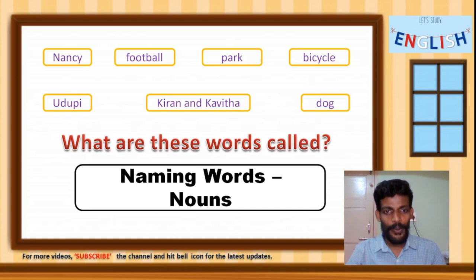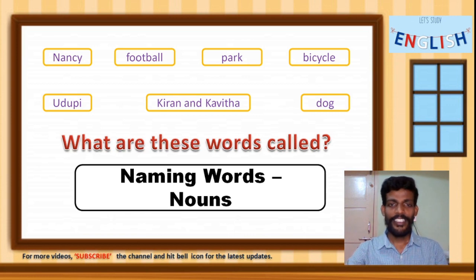Okay, what do they do? What do these words do? They tell the name of a person, place, or a thing or emotion. Good? Very good. Next, then, can you define a noun?